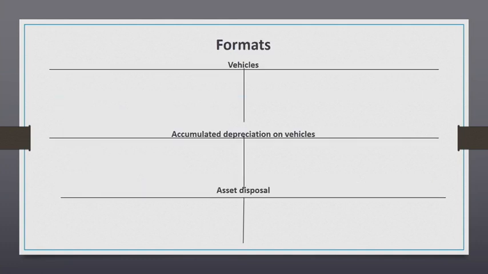R1. If we look at the formats, important. Now, a format to me is like a picture. If we ask you to show the vehicles account, you must see the picture. You must know what must be entered on the debit side and what must be entered on the credit side. The same with asset disposal. It is non-negotiable. You must know the format. That is something that you have to study in accounting.